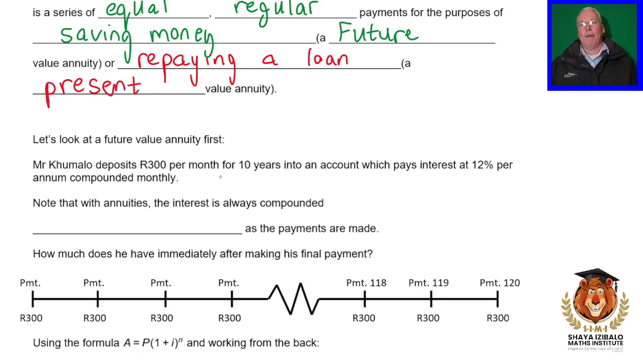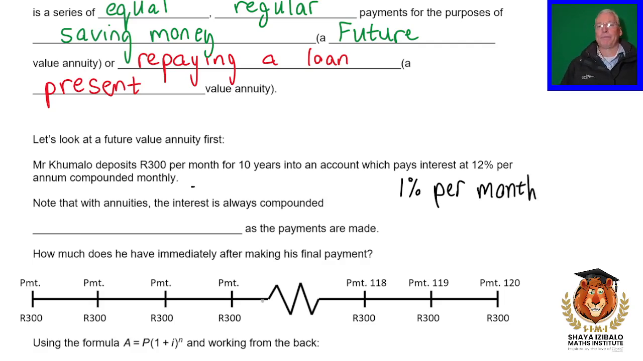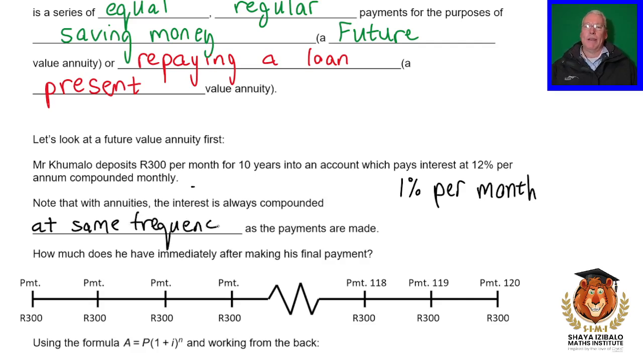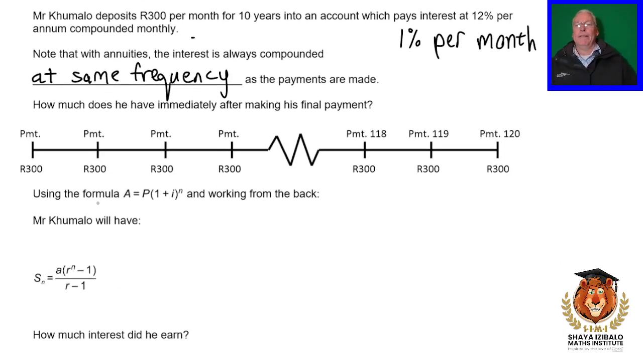So he deposits 300 Rand per month for 10 years into an account which pays interest at 12% per annum compounded monthly. Now, that 12% per annum compounded monthly is actually 1% per month. And we've chosen that because it's nice and simple for this first one. Interest is always compounded at the same rate, same frequency. So in other words, the payments are made monthly and the interest is compounded monthly. That's really important.